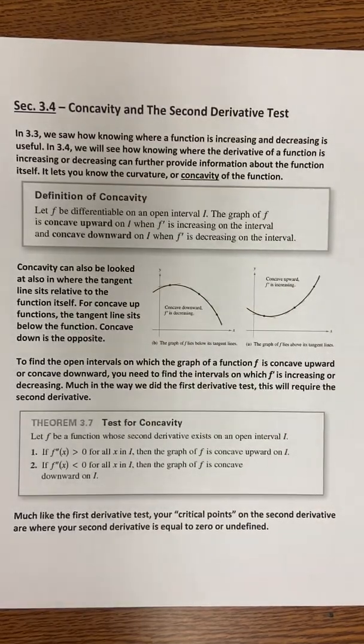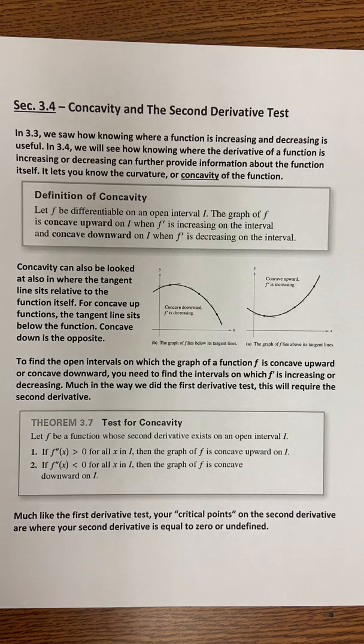Hello everyone, let's get started with section 3.4 in calculus. It will feel somewhat similar to 3.3. It's kind of dealing with something slightly different. It's concavity and the second derivative test. In 3.3, we mainly dealt with how knowing whether a function is increasing or decreasing is useful. But in 3.4, we get to start looking at how the derivative of the function is increasing or decreasing and what that can provide for us.